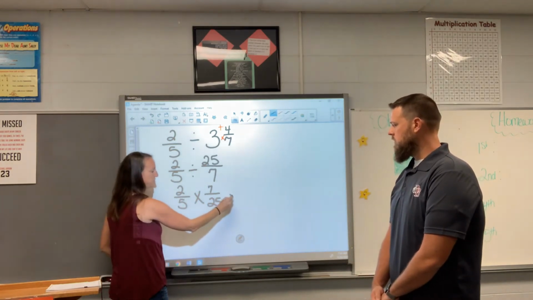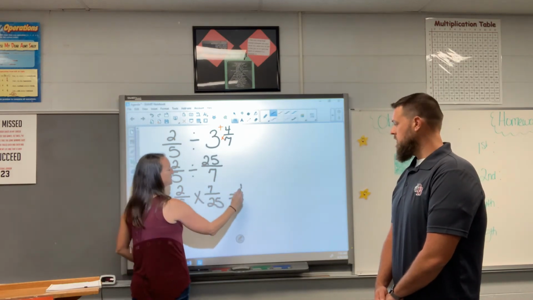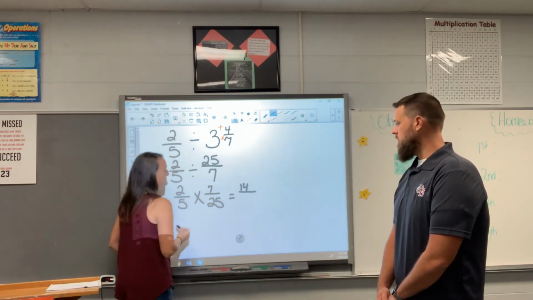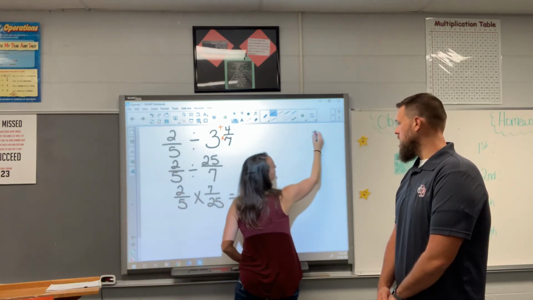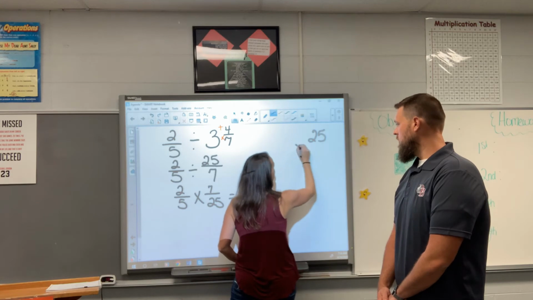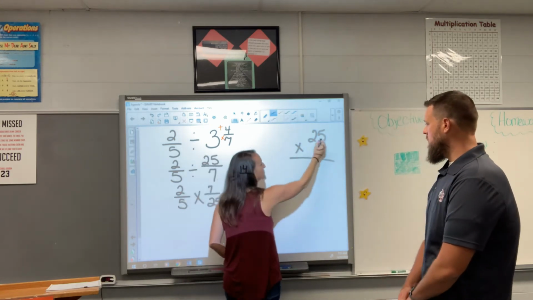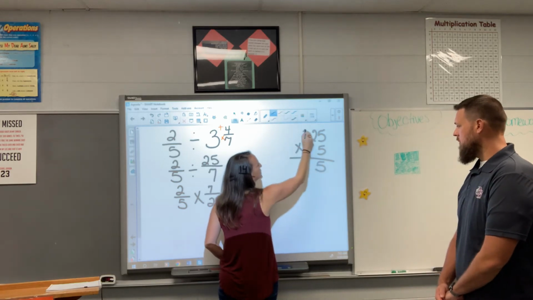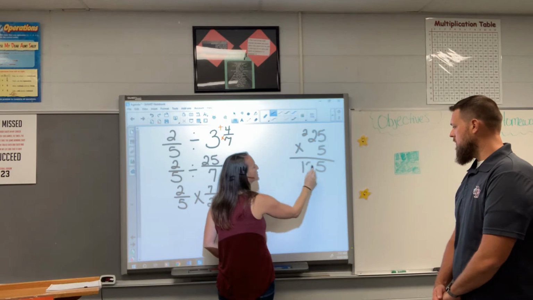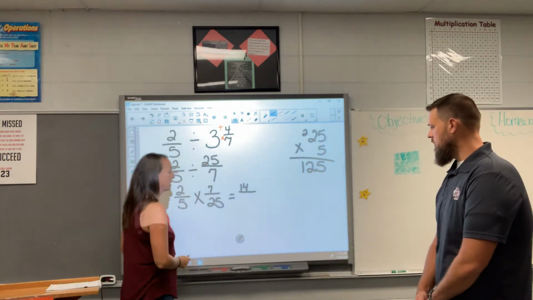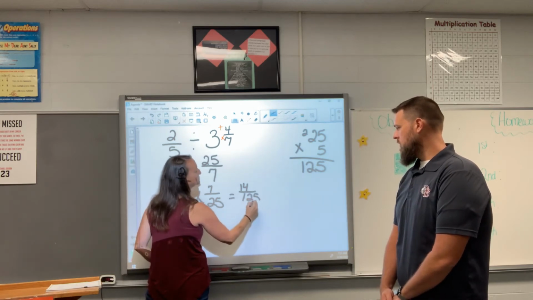Since it's multiplication, we can just multiply straight across now. 2 times 7 is 14. And then 25 times 5, if you don't know that math fact, you just come over here on some scratch paper and do it the long way. So 5 times 5 is 25. Carry the 2. 5 times 2 is 10, plus 2 more gives us 12. So we know that 5 times 25 is 125.